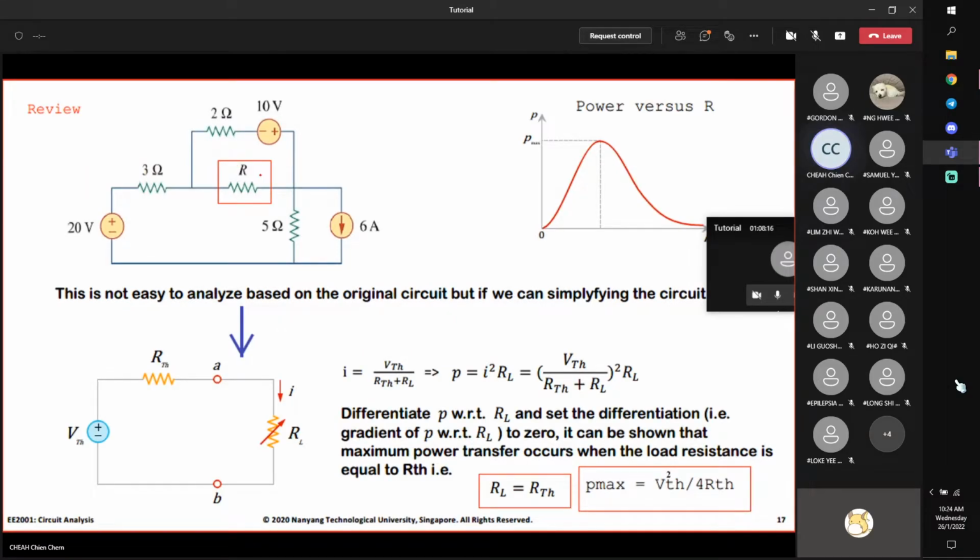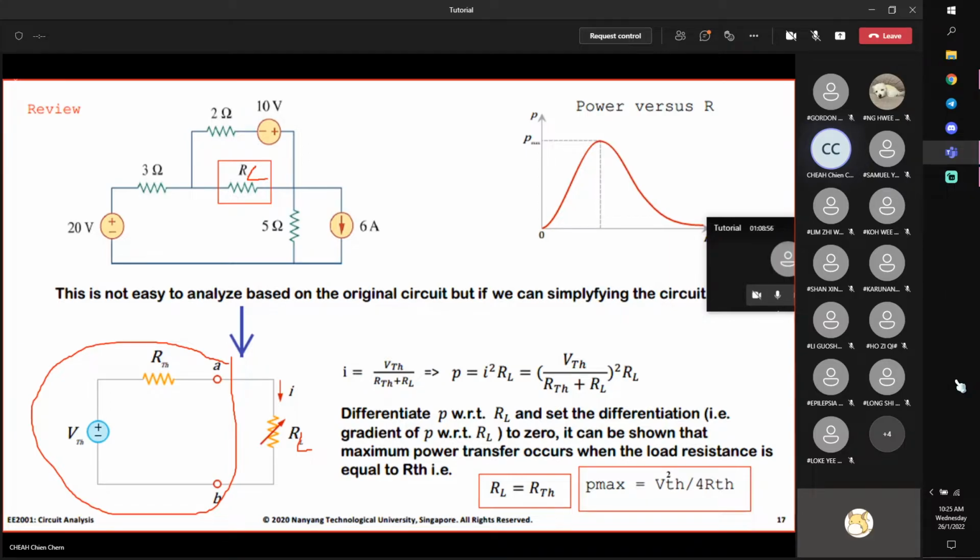Now, it's not easy to analyze this circuit directly to obtain the maximum power. One way is to transform it into this equivalent form. That means if this is my load resistance, RL, I transform the remaining part into one equivalent form. After that, when I connect back my load, the circuit analysis becomes easier. The three meshes are turned into one by this equivalent form, and you can analyze it easily.